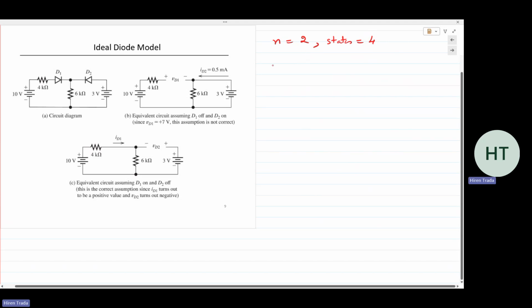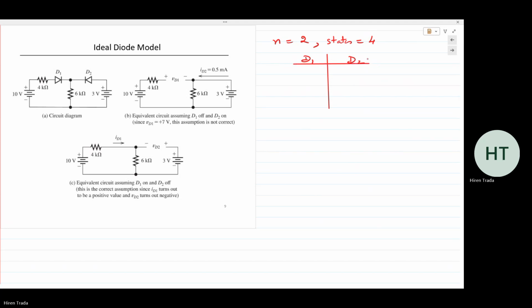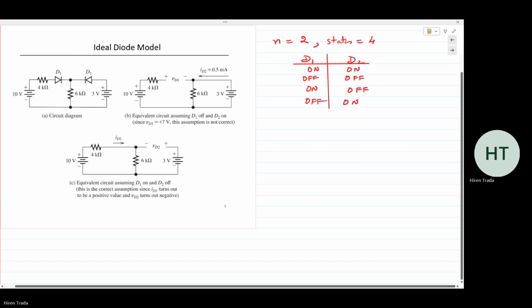Let's do it this way. D1, D2. You can do on, on; on, off; off, on; and off, off. Okay, 4 possible states.